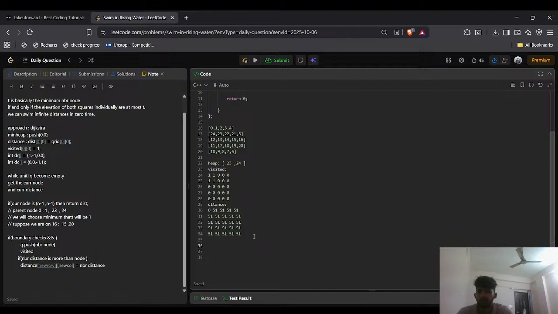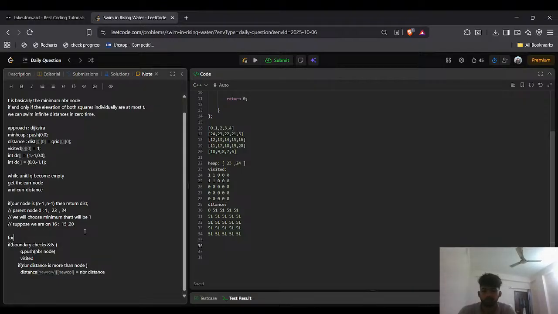Okay, that's why I am doing parent node this way. There will be a for auto neighbor of node. Okay, so the thing is, first our neighbor is 1. We do the boundary check. We need to find the minimum.